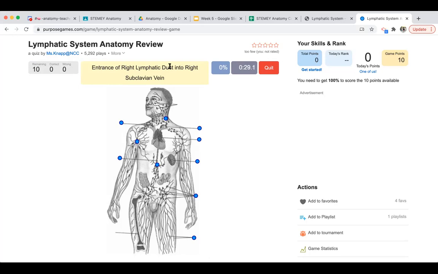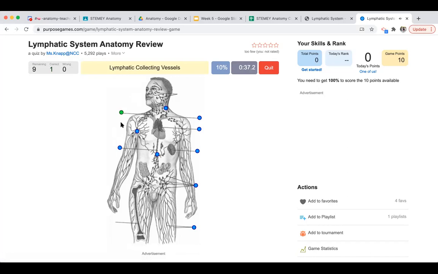I don't have any, okay. So I'm getting left first. Let's see. That is correct. Where's the lymphatic collecting vessels?